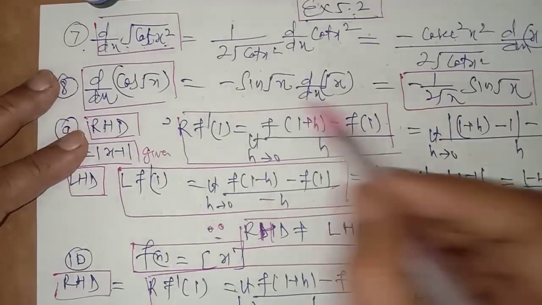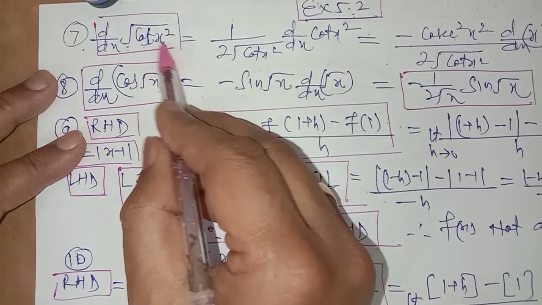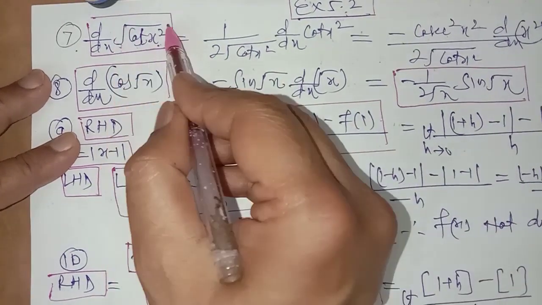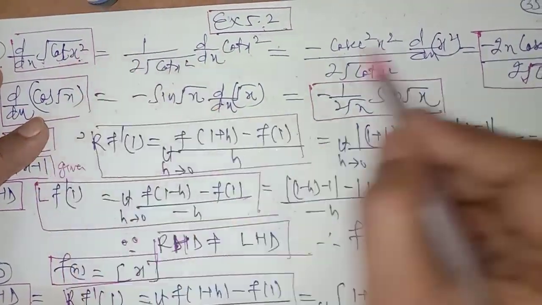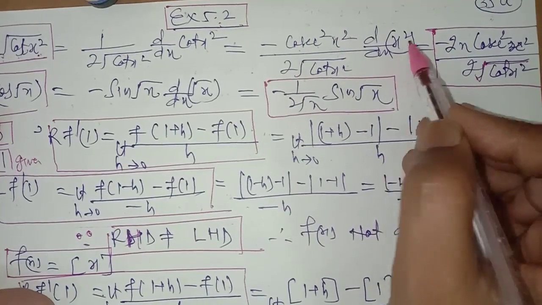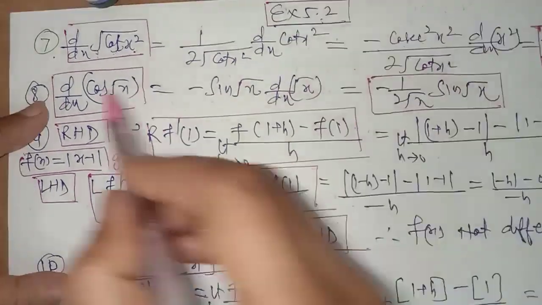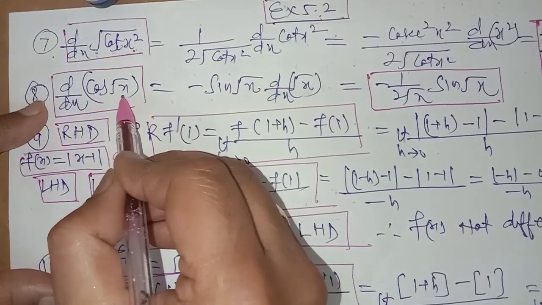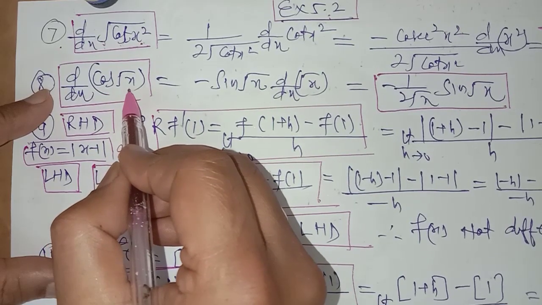Again I'm repeating it. First of all, differentiate root, then cot, then x square. In the first step, you differentiate root. In the second step, you differentiate cot. In the third step, you differentiate x square. Like this, you have to differentiate the composite functions. Let us take another: d upon dx of cos root x. First of all, differentiate cos, then differentiate root x.